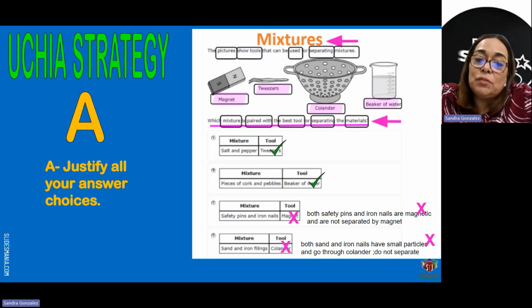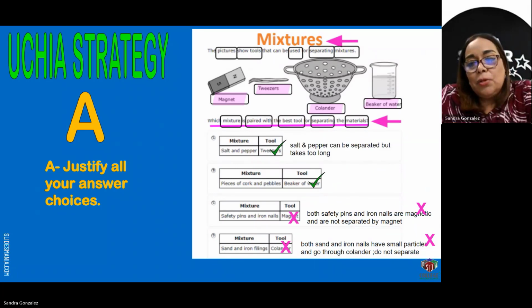And now we have to come back. So which of these has the best tool to separate them? Coming back to letter A, salt and pepper. Can tweezers be used to separate this? Yes, but what do we know about salt and pepper? Can anybody unmute themselves and provide some info? Well, they're going to mix together, and it would be more time consuming to separate them. Because of their tiny size, right? So is that going to be our best tool? No, right? So by that, it eliminates the tweezers.